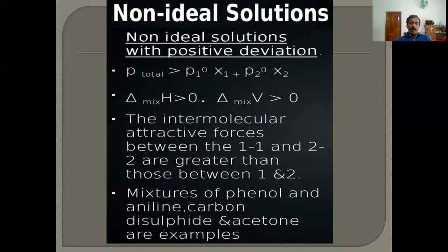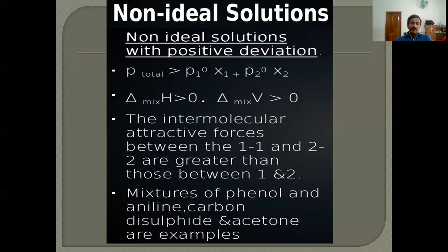Example: mixture of phenol and aniline. In this case, phenol can form hydrogen bonds between phenol molecules. Similarly, aniline can form hydrogen bonds between aniline molecules. So when you mix aniline with phenol or phenol with aniline, what happens? It has to break the hydrogen bonds between phenol molecules and has to form a new hydrogen bond between aniline and phenol. That is a weaker hydrogen bond. Therefore, attractive interaction is less.